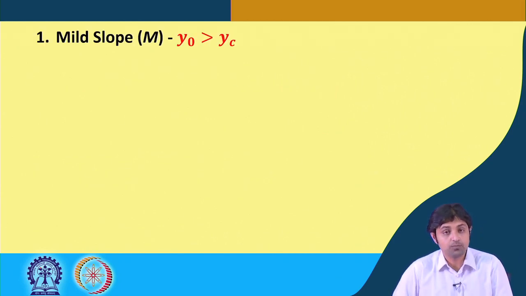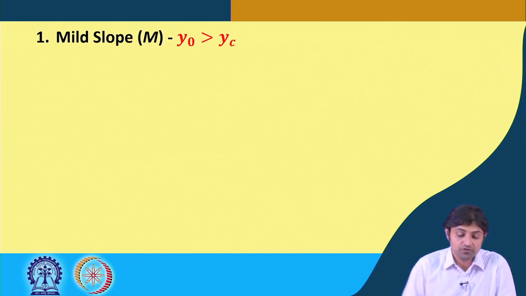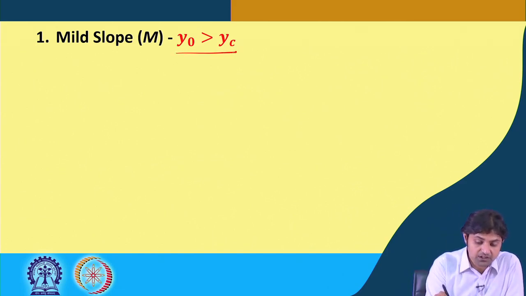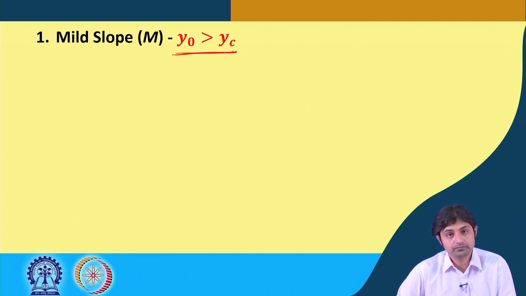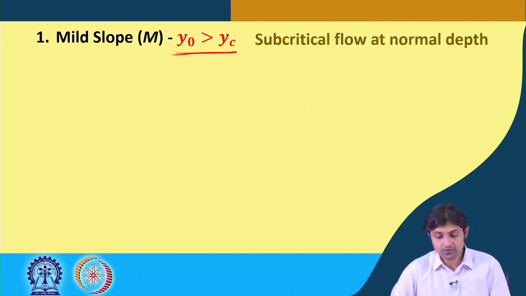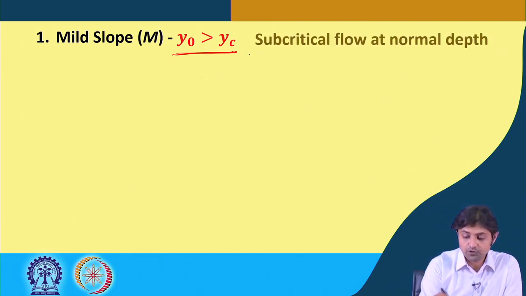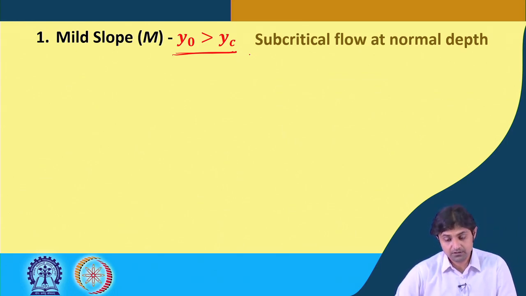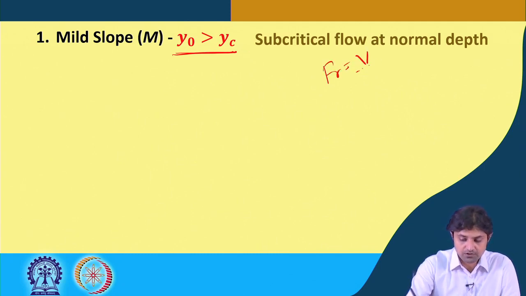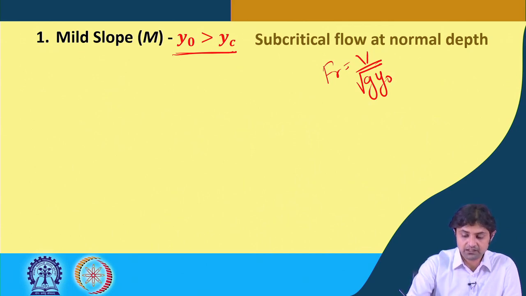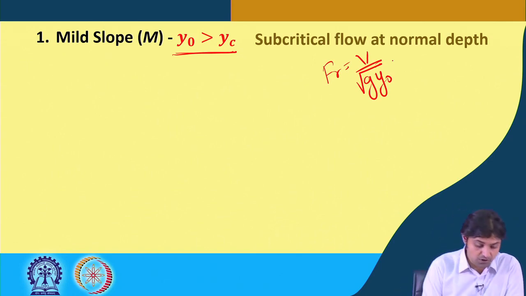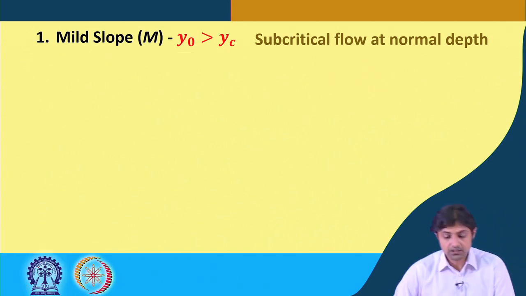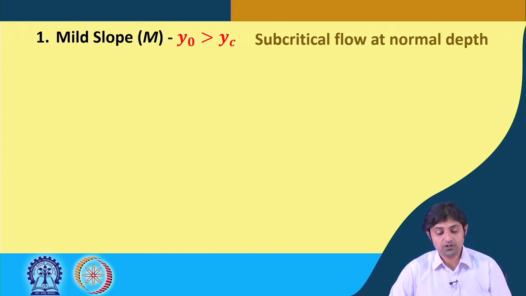One is mild slope, that is called M, where the normal depth y naught is greater than the critical depth. So, this implies that the flow is subcritical at normal depth. See, Fr is equal to V under root G y naught. If y naught is greater than the critical depth, then the Froude number is going to be less than 1.